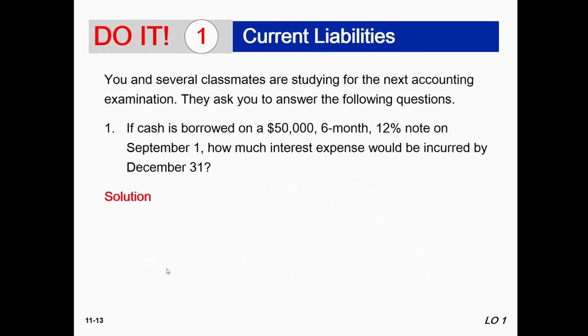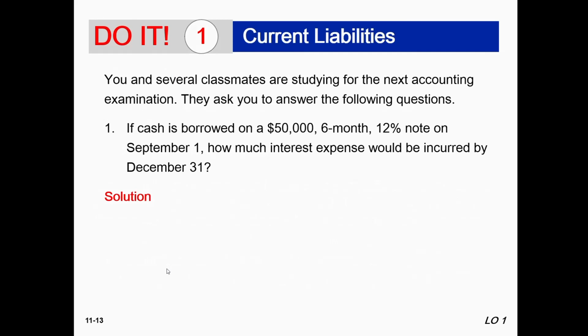We have a do it exercise. You and several classmates are studying for the next accounting examination. They ask you to answer the following question. If cash is borrowed on a $50,000, 6 months, 12% note on September 1st, how much interest expense will be incurred by December 31st?